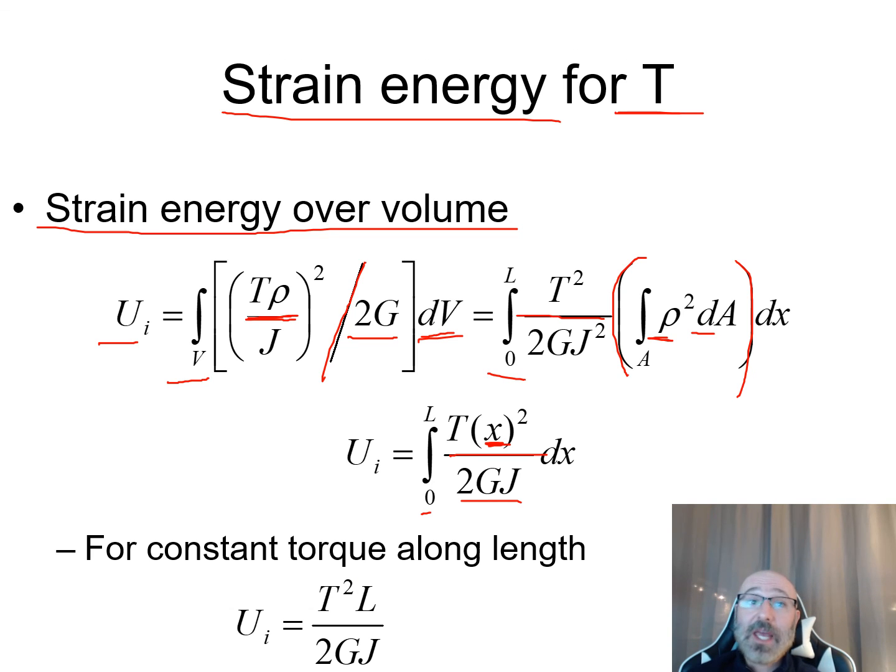Now, there is the case for a constant torque along the length. So if that torque remains constant along the entire length and doesn't change, then we can reduce this down that our strain energy right here is equal to T squared L all divided by 2GJ. But again, this is just for that constant torque along the length.